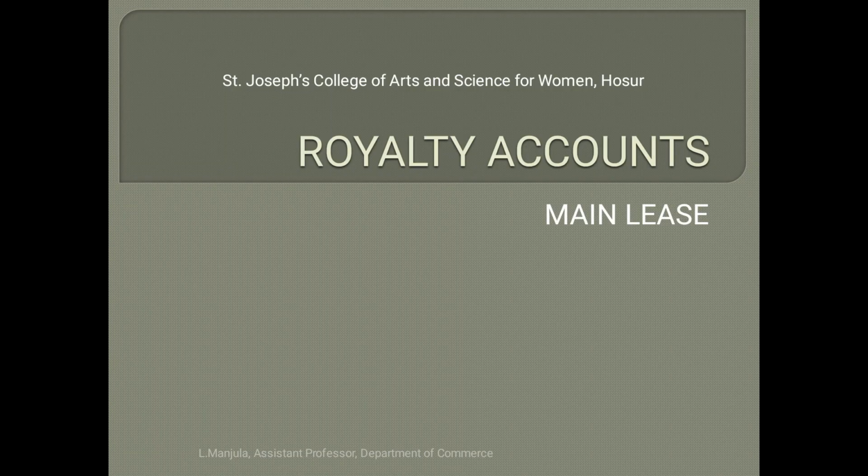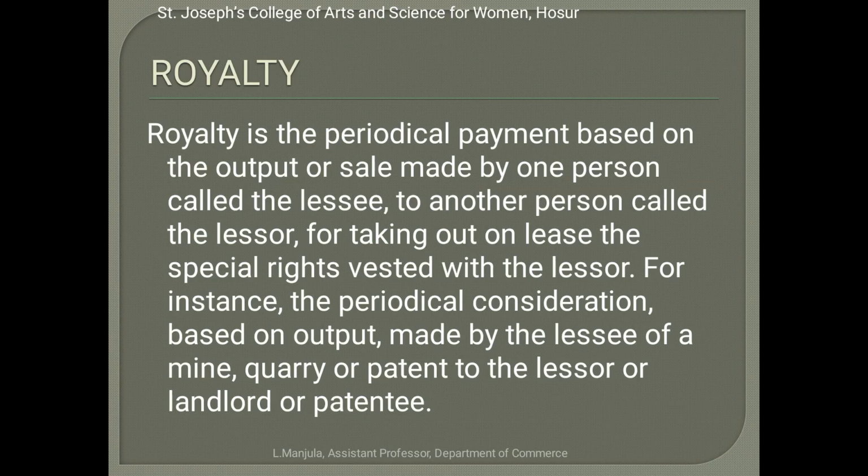Today we are going to see the topic of royalty accounts. First, let us see what royalty is. Royalty is the periodical payment based on the output or sale made by one person, called the lessee, to another person, called the leaser, for taking out a lease of the special rights vested with the leaser. For instance, the periodical consideration based on output paid by the lessee of a mine or patent to the leaser, or landlord, or patentee.